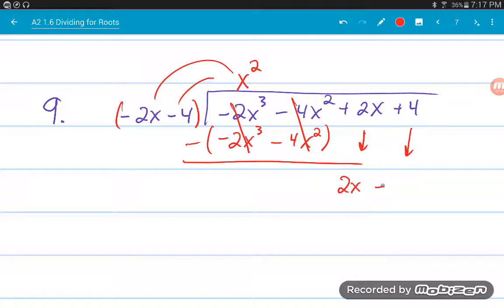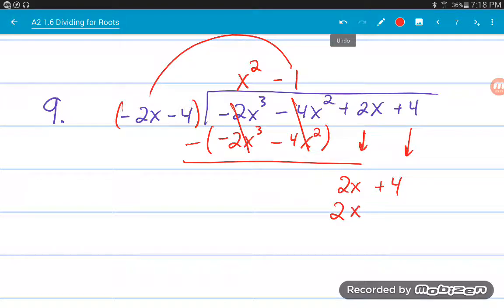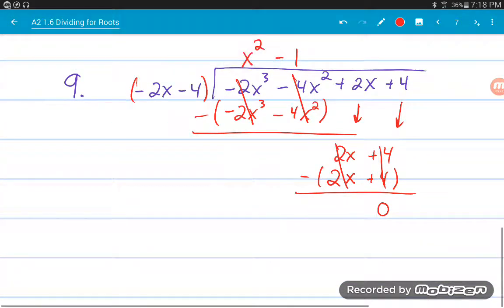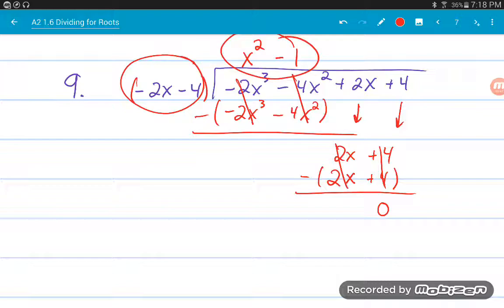I get to bring both of these down. And ask myself, how many times does negative 2x go into 2x? It goes in negative 1 times. Negative 1 times negative 2 is 2x. Negative 1 times negative 4 is positive 4. Parentheses and subtract. These both cross out, and I get a 0 remainder. That's awesome. So now I'm going to take the divisor and the quotient, and I'm going to put them up next to each other. Negative 2x minus 4 and x squared minus 1.